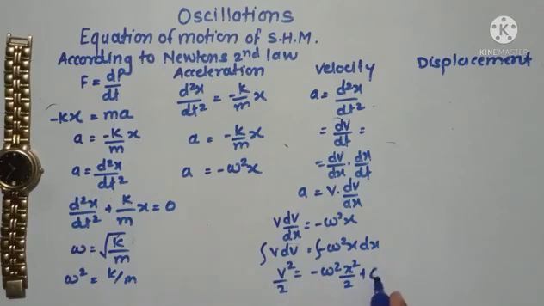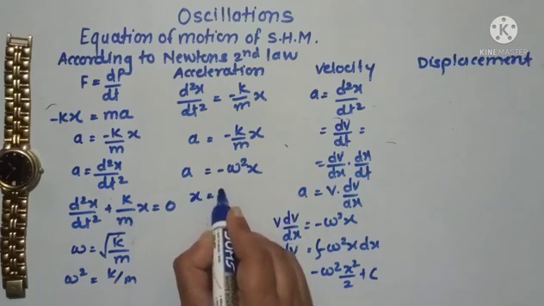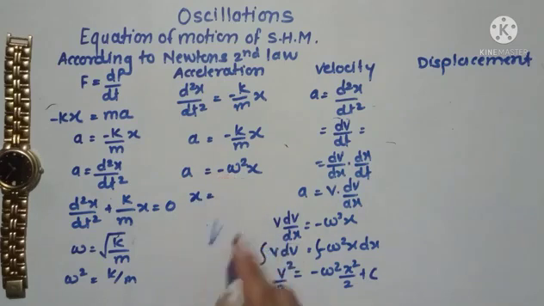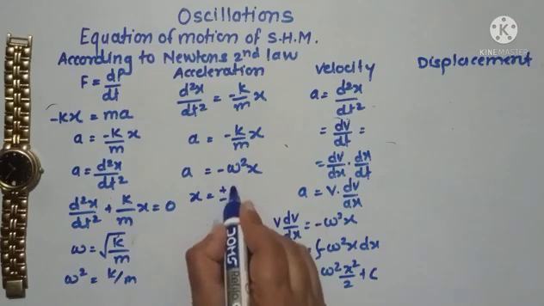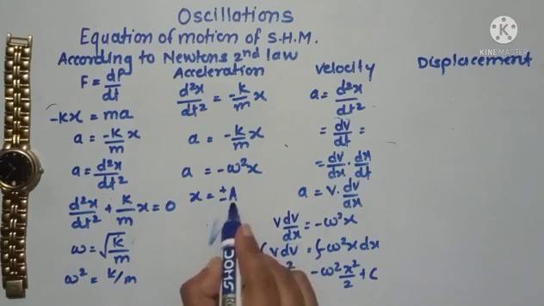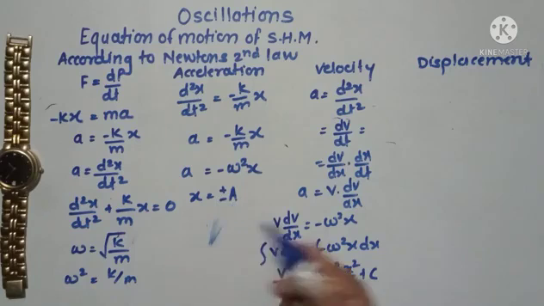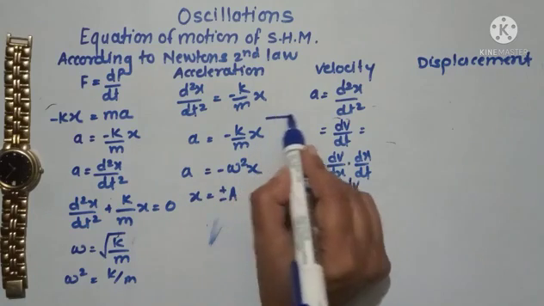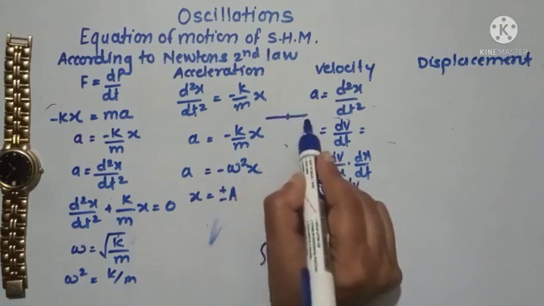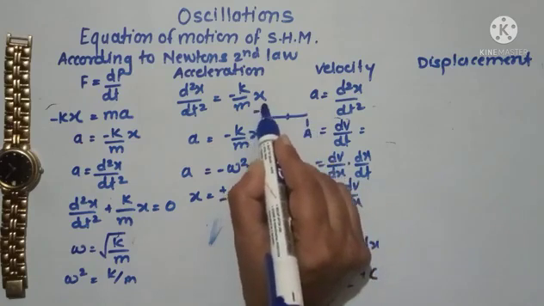Now if I want to calculate the value of c, I can take the boundary conditions, when x is equal to plus or minus a. Here a is the amplitude, the maximum displacement from the mean position, which we call the amplitude. This amplitude a can be positive or negative. Suppose this is a particle, so this is plus a, and on this side this is minus a.